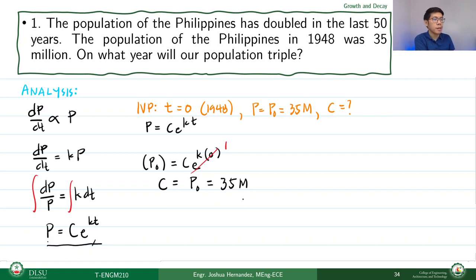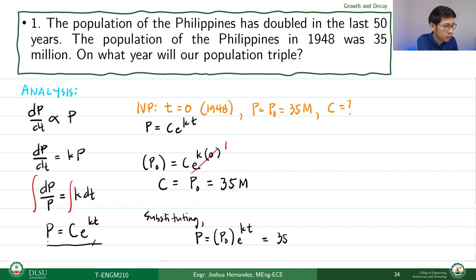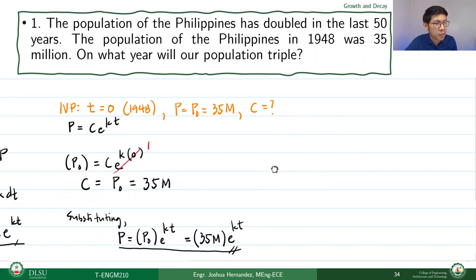Tama. So, substituting back, magkakaroon tayo ng P equals P naught e raised to kt. In this case, that would be 35 million e raised to kt. This is now our second working equation with identified C. Now, meron pa tayong isang natitirang arbitrary constant, and that is k.